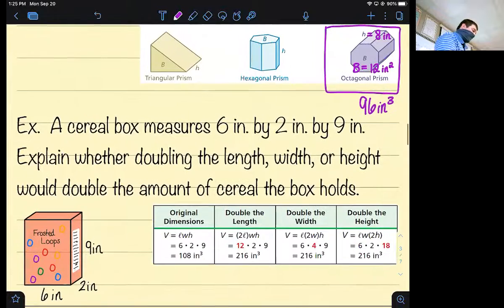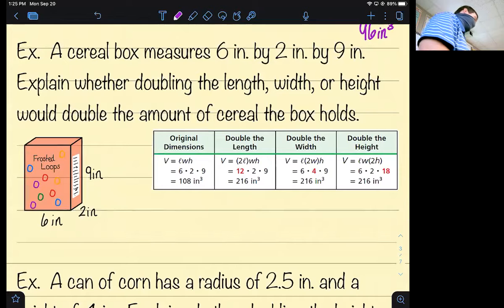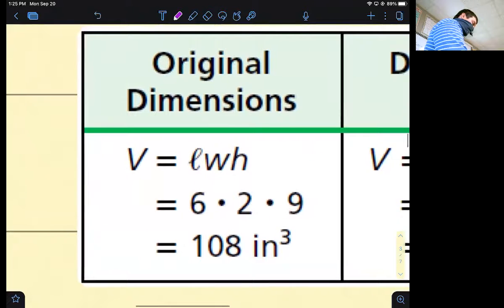Okay, so this next one doesn't really have us do any work for it. It just says that a cereal box, and yes, I drew that cereal box myself, by the way, measures 6 inches by 2 inches by 9 inches. Explain whether doubling the length, the width, or the height would double the amount of cereal that the box holds. Well, this right here is the volume of that box of cereal without doubling anything, 108 inches cubed.